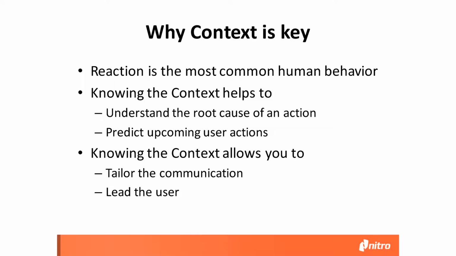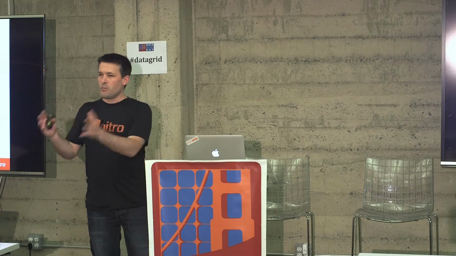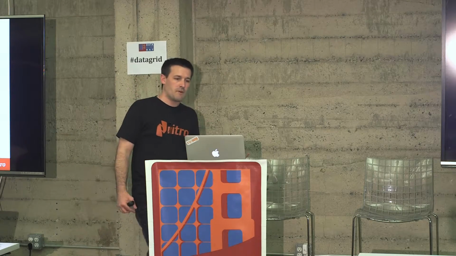Context is critical for a couple of reasons. Most human interactions are linked to a reaction. We have an action and we get a reaction. So knowing the context helps us understand why the action came, where it came from, and it also helps us predict the upcoming events. If a customer, for instance, converts a document in our world, we can predict what will be the next action. So we can help them by showing the next most probable action, depending on what they did in the past.